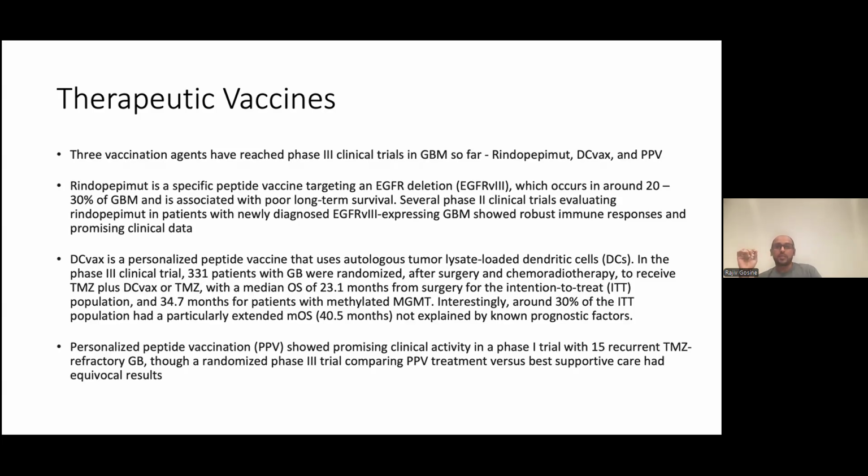Interestingly, in the study, around 80% of patients in the intention-to-treat population had a particularly extended overall survival of 40.5 months, and this is not explained by any of the known prognostic factors. A personalized peptide vaccine, or PPV, has also shown promising clinical activity in a phase 1 trial with 15 recurrent TMZ-refractory GBMs, leading to a randomized phase 2/3 trial comparing PPV treatment to best supportive care.